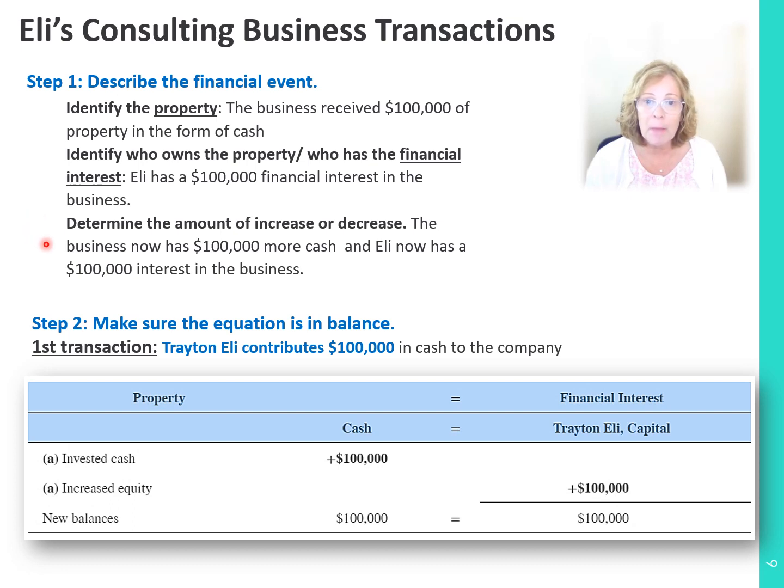And next, we determine the amount of the increase or decrease. The business now has $100,000 more cash, and Eli now has a $100,000 interest in the business. That means that property increased and the financial interest or obligation increased as well. So let's enter the transaction into our table and calculate the new balance. The second step is to make sure the equation is still in balance, which in this case it is. After this first transaction, $100,000 in property equals $100,000 in financial interest.